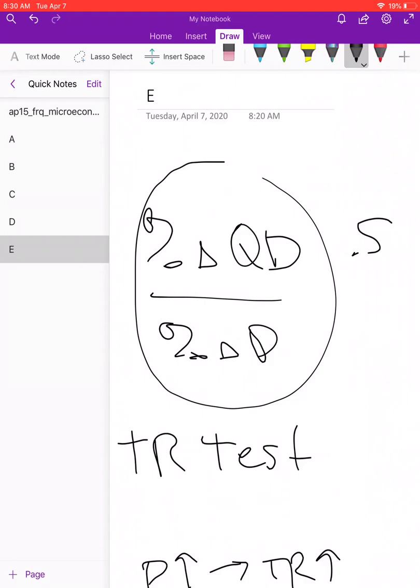Go back and look at the math that I did there. I could redo that if you need me to. You just message me on the board if you need me to do that.